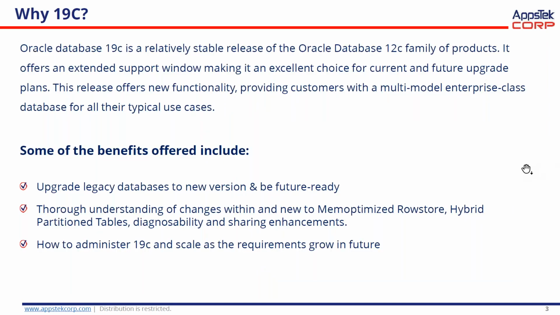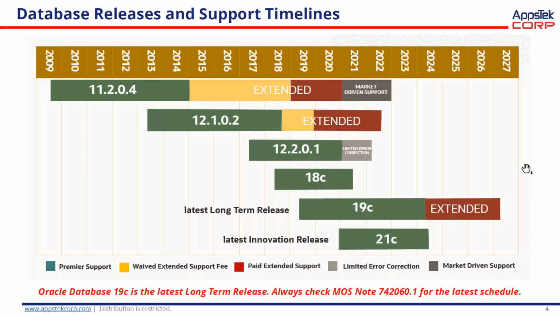Oracle Database 19c is the long-term support release. The core aim of the 19c database is long-term stability. Its support started in mid 2018 and will continue till mid 2024. After that, it will have extended support till mid 2027. But still, you should always check Oracle support note 742060.1 for the latest schedule.